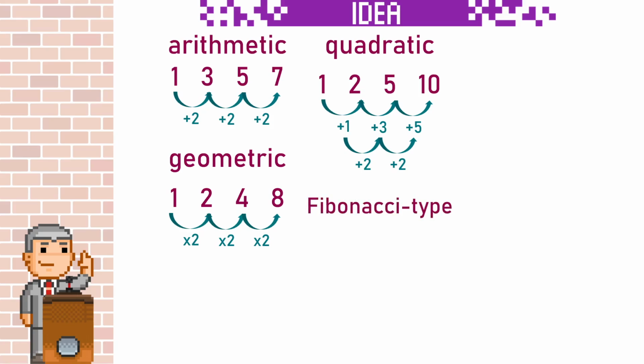A Fibonacci type, what you do with Fibonacci is you add the two previous terms together. So to get that 3, we added the 1 and the 2. To get that 5, we added the 2 and the 3.